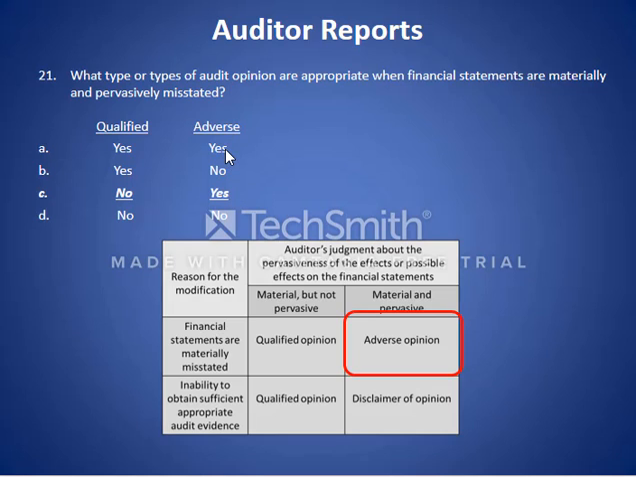So we have two items that we can choose from, A and C. Now we notice here that it's asking whether this would be appropriate under a qualified opinion, and since qualified opinion doesn't fall under adverse or disclaimer, that would be a no. So in this case the answer would be C, yes for adverse and no for qualified.